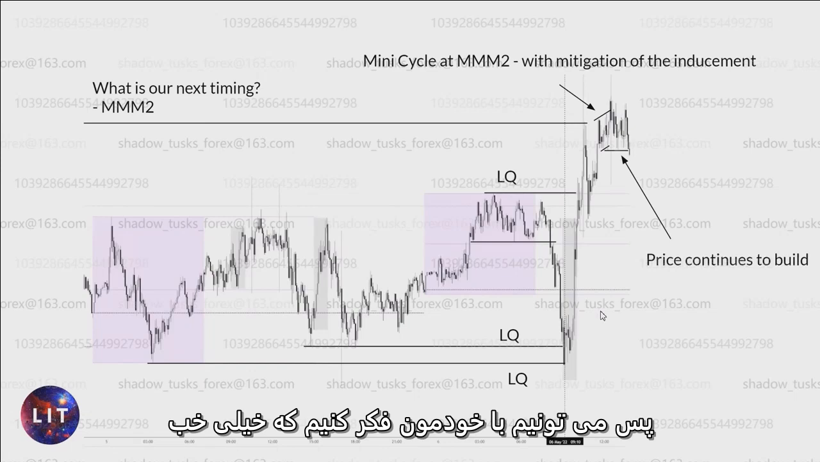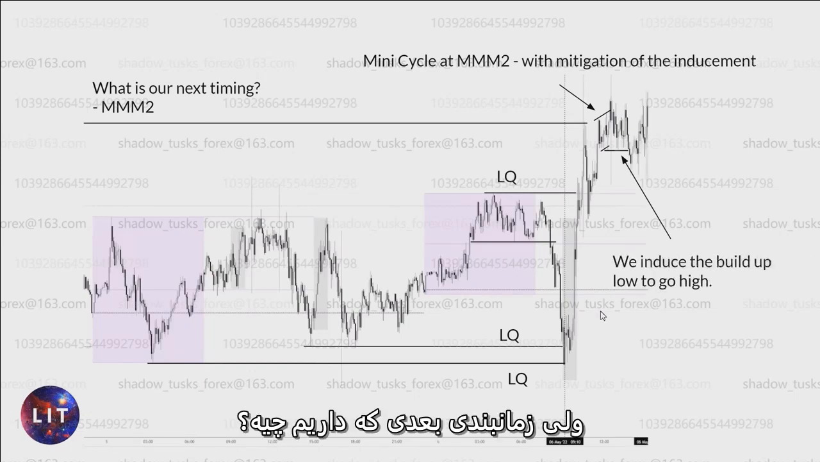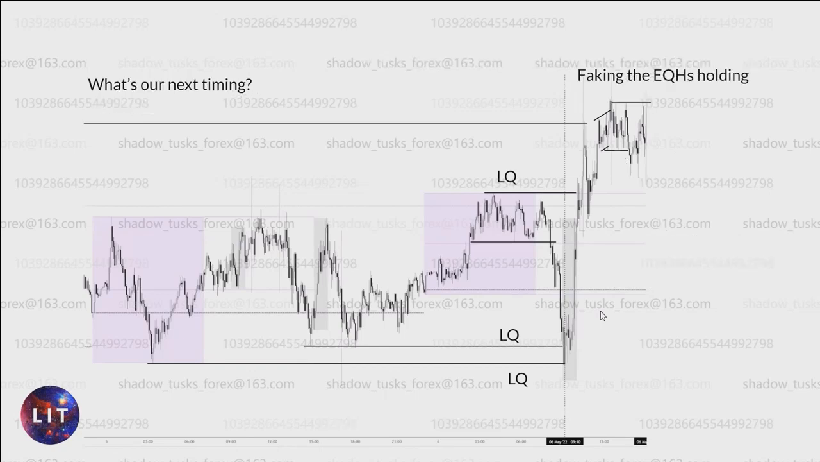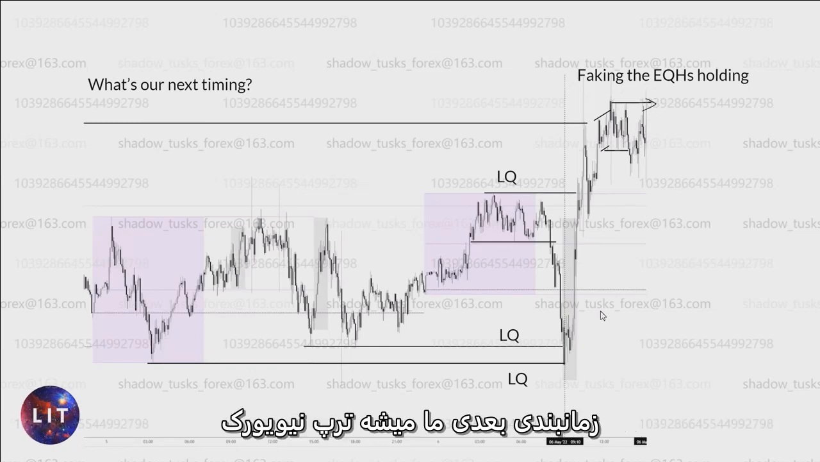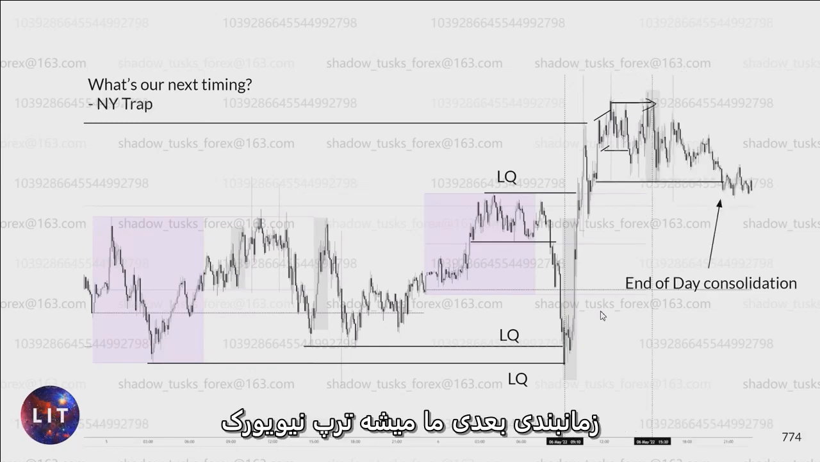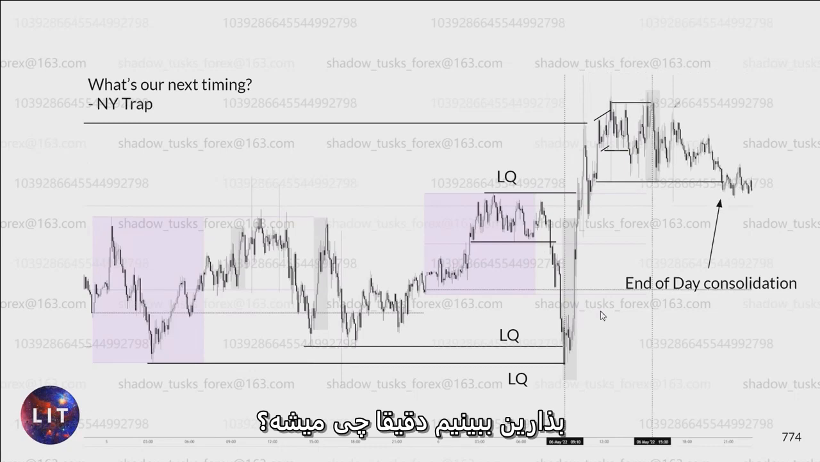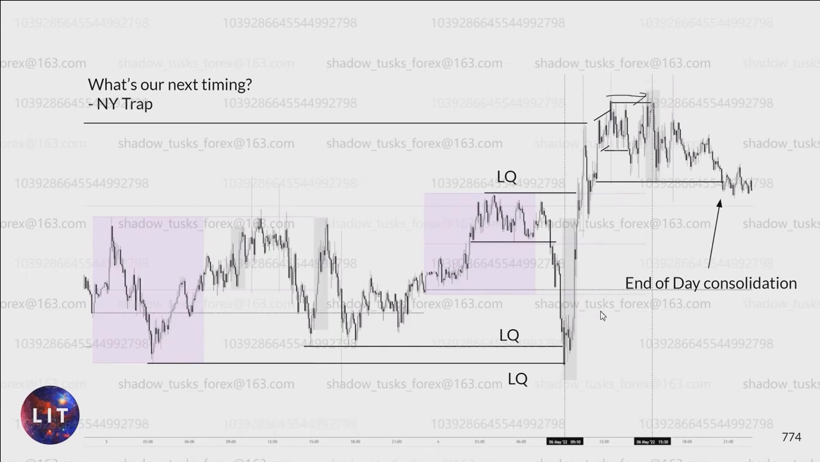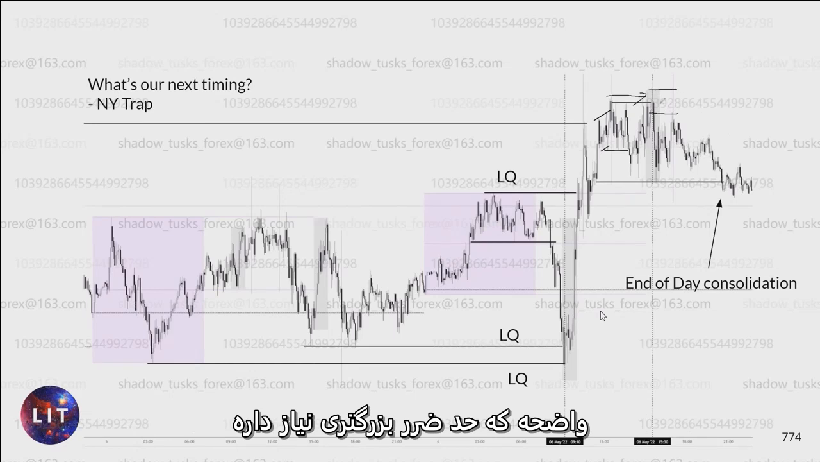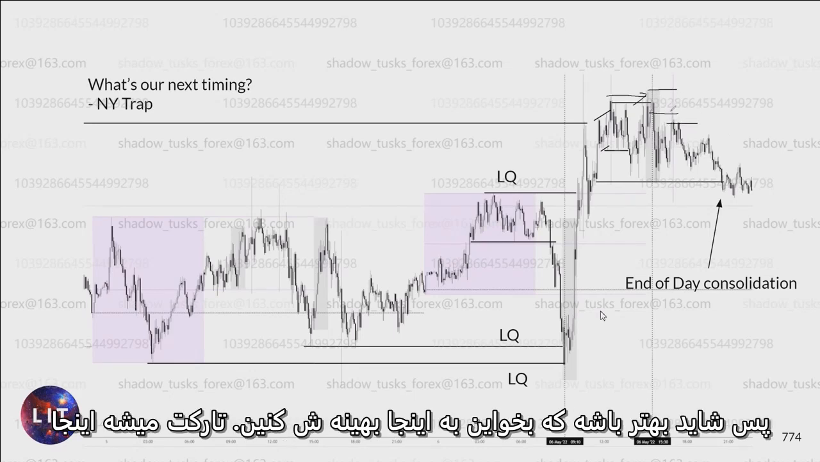Not necessarily right now, but what's our next timing? Our next timing is, there you go. You can see they're even faking the equal highs holding one more time. Our next timing, New York trap. So let's see exactly what happens. Well, New York trap. We come up, we induce, come back, boom. Obviously, bit of a bigger stop, so you maybe refine this to here.